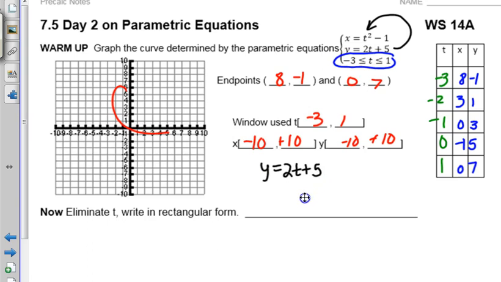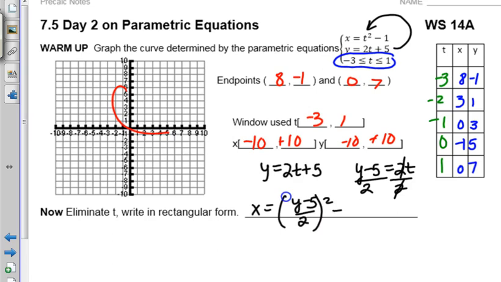We're going to isolate the t so we can substitute it into the other equation so that we only have x and y left. So if we rearrange this, it will say y minus 5 divided by 2, yes? Okay, now I have t by itself, and I want to put that into the other equation, so it'll say x equals, instead of t, I'm going to write that mess, okay? And it's all right with me if you leave it that way.